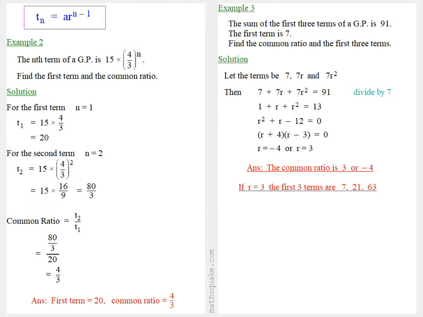Now if r is equal to 3, the first three terms are 7, 7 times 3 and 7 times 3 squared. That is 7, 21 and 63. If r is equal to minus 4, the first three terms are 7, minus 28 and 112.